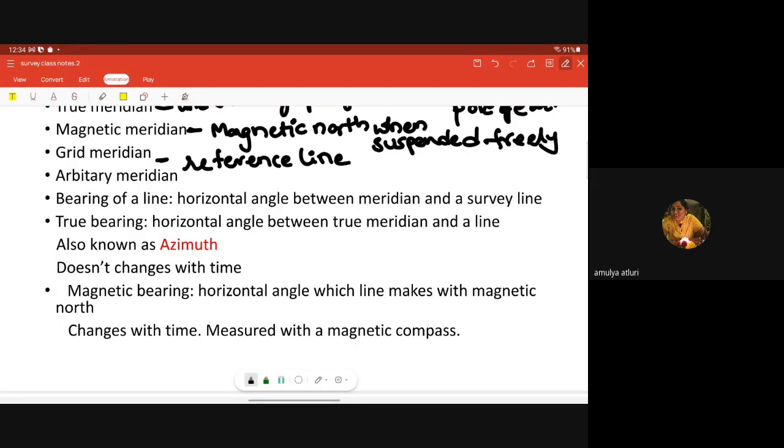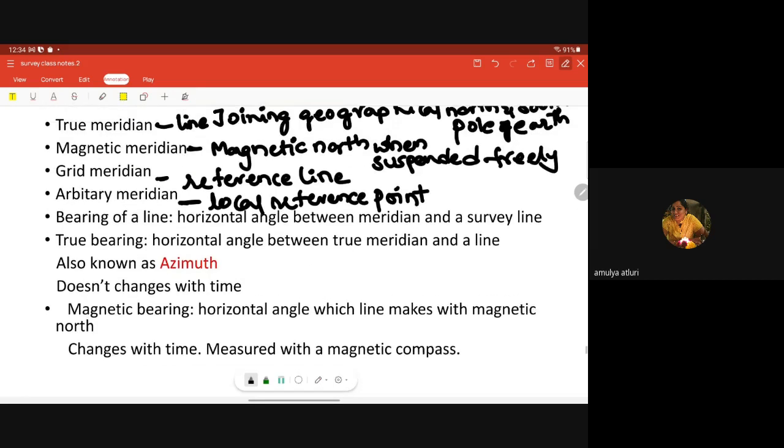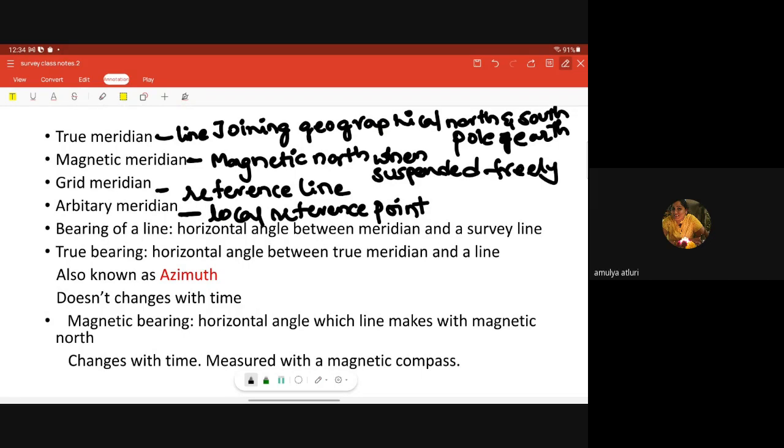What is arbitrary meridian? It is a local reference line, and this is not temporary. We'll just consider it for that place. It is the local reference point taken for measurement. So these are the terminologies you need to know: what is true meridian, magnetic meridian, grid meridian, and arbitrary meridian.